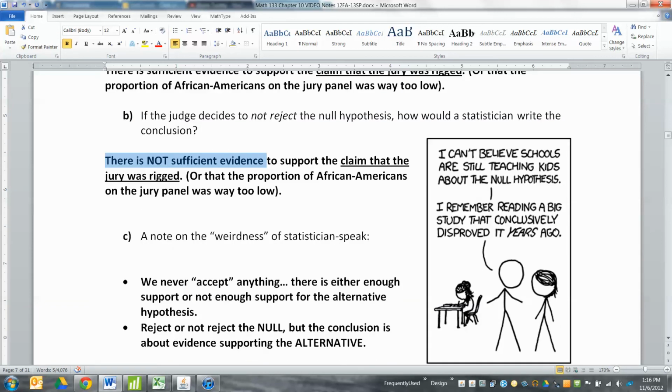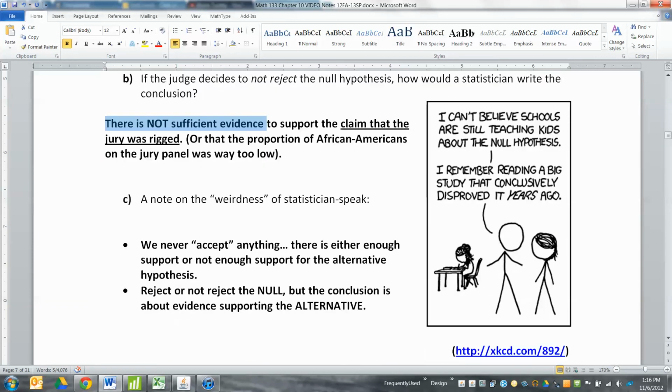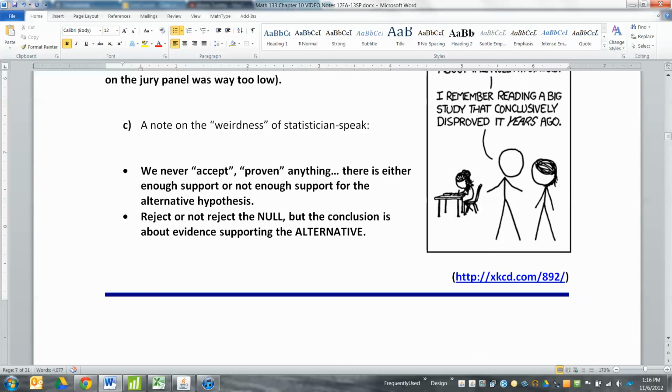And that gets to the weirdness of how we speak. We're not going to write that we accept anything or we've proven anything. We never say that. We haven't proven anything. We just show that it's very likely, but we don't know for sure. Okay? So we either say there's enough evidence to support or not enough evidence to support the alternative. It's always writing about the alternative in that step 6. Okay?